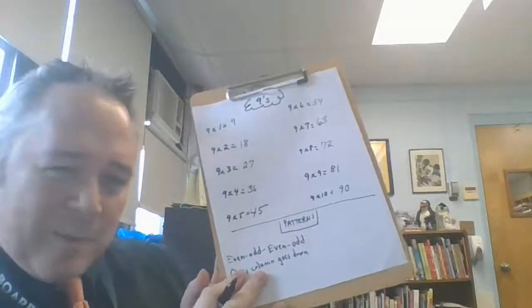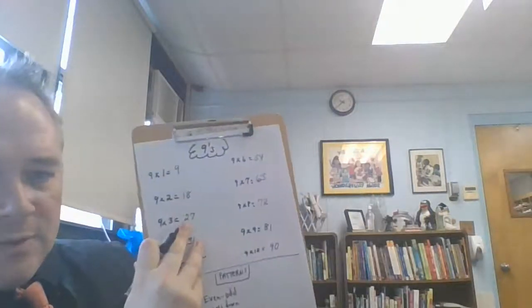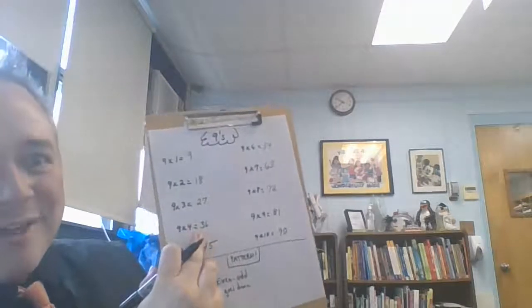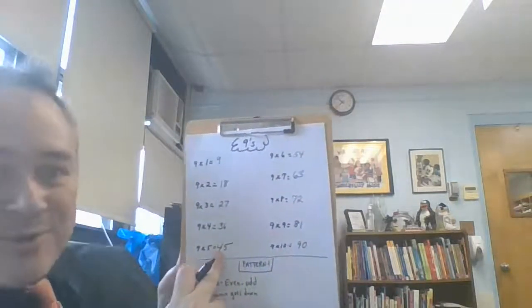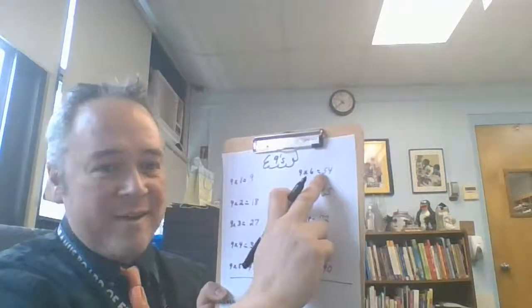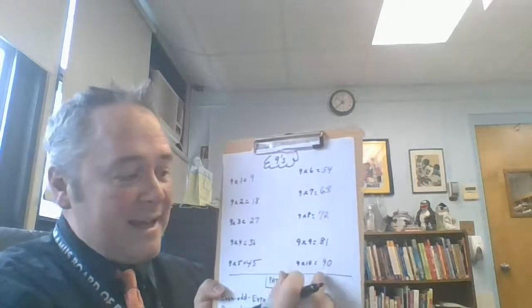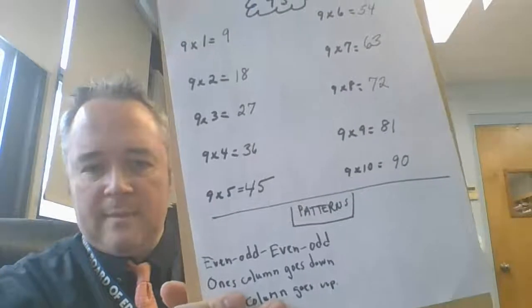Let's look at the tens column and see what happens there. 1, 2, 3, 4. Do you see what's happening? Do you see? They're going up. 5, 6, 7, 8. The tens column keeps going up. The ones column keeps going down, and the tens column goes up. So I'm going to write that tens column goes up. So I'm adding that to my list too.